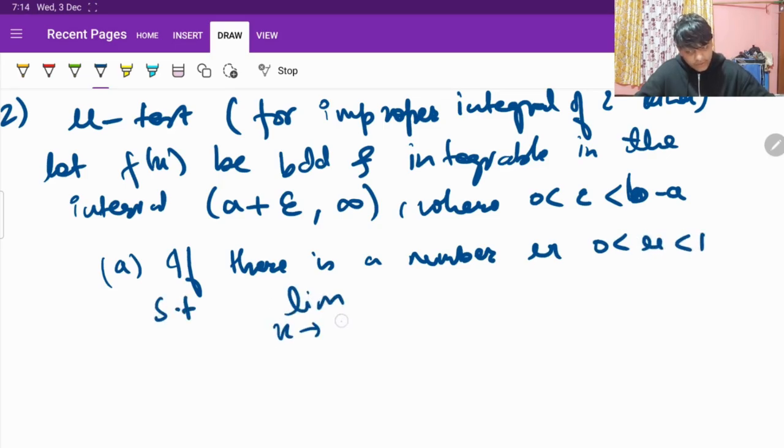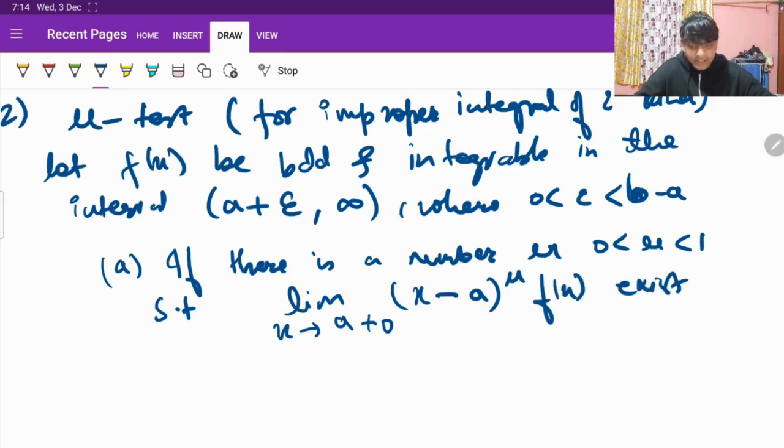limit x tends to a plus 0. Wherever there is a point of discontinuity, or we say the function is not defined at that point, we'll take that point a, and x will tend to a. In the previous case, x was tending to infinity. So in this case, x will tend to a from the right side, so it is going to be (x minus a) to the power mu f(x) exists. If this exists, then we say the integration f(x) is convergent.